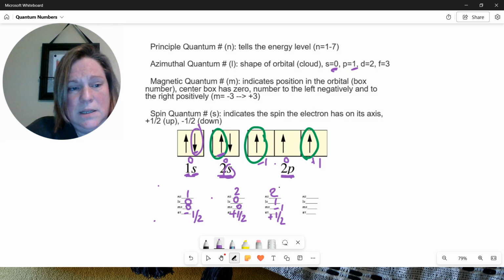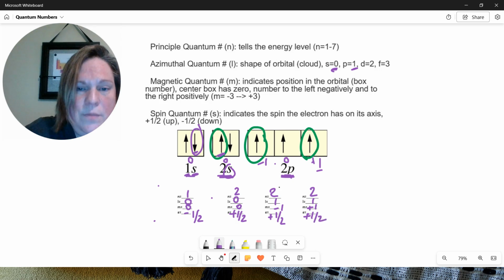Let's look at the last electron circled here. It again is also found in the 2p, so it's going to be energy level 2. The P cloud is symbolized by 1. M is going to be the +1 this time, and it's pointed up, so it's +1/2. And that is what quantum numbers are.